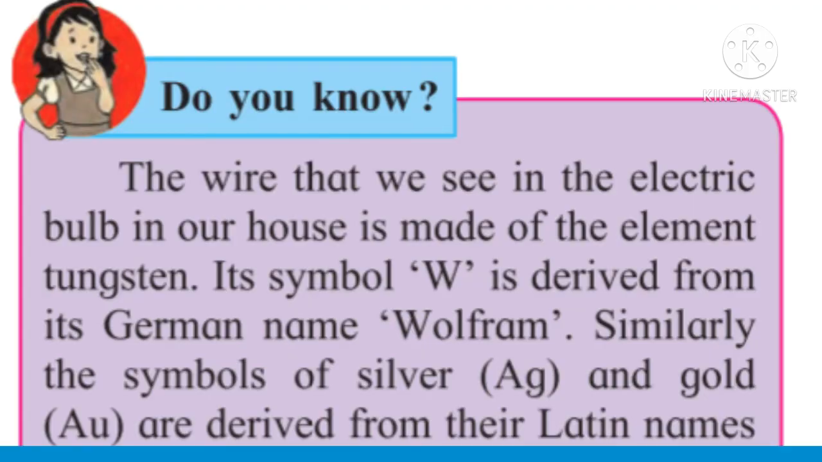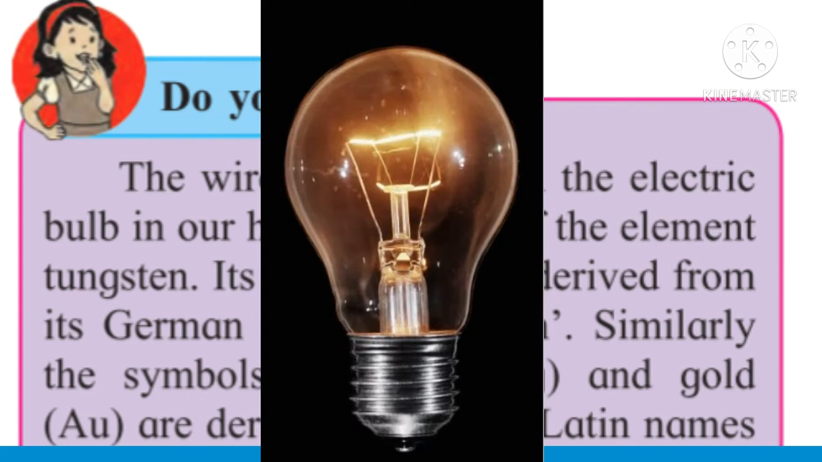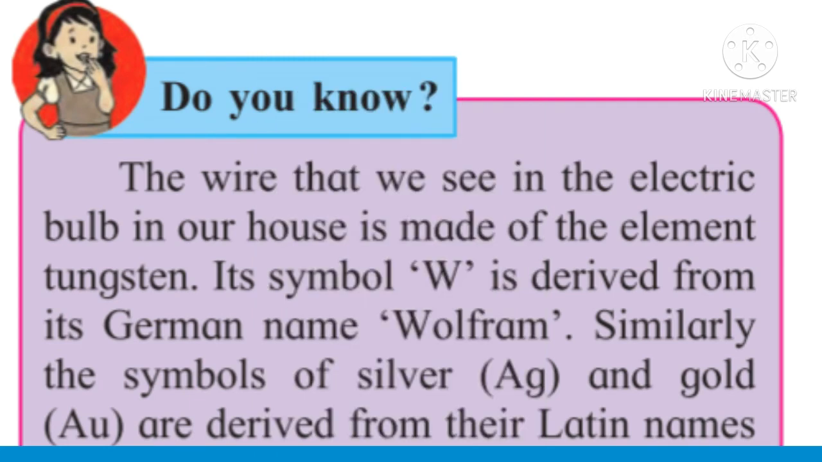Now, do you know the wire that we use in the electric bulb in our house is made of the element tungsten, and its symbol is W, and it is derived from its German name Wolfram. The German name of tungsten is Wolfram, that's why the symbol of tungsten is given W.